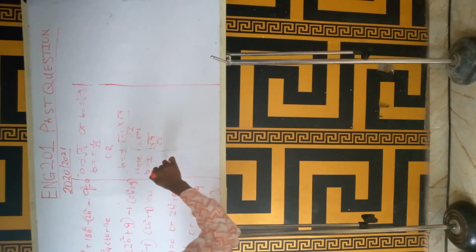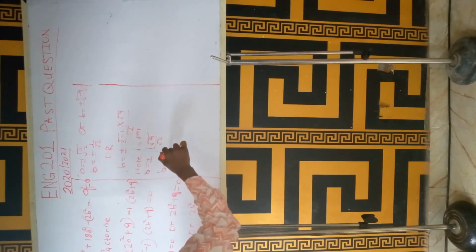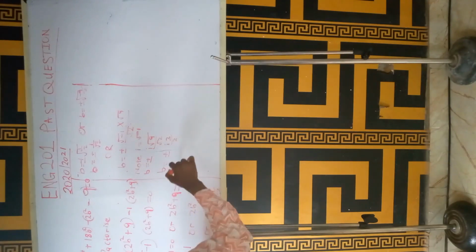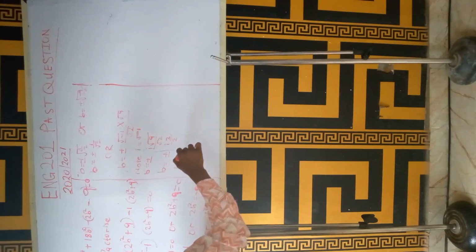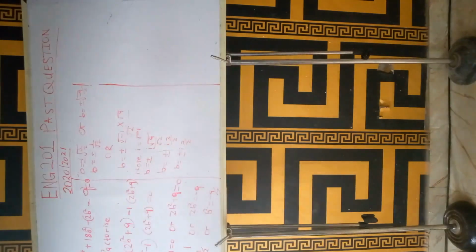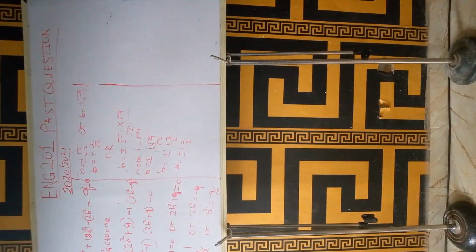Our b will now be equal to plus or minus i square root of 9 is 3 over 2. Therefore, b equals plus or minus i 3 over 2. Okay, these are the factors of b. And also we can get our a.